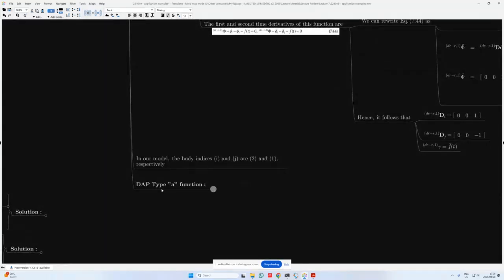So if we were to then apply type A function, the general expression for this function is simply f is equal to c1 plus c2t plus c3t squared. So we are in effect defining a parabolic angular positional constraint on the system. So let's first calculate c1.